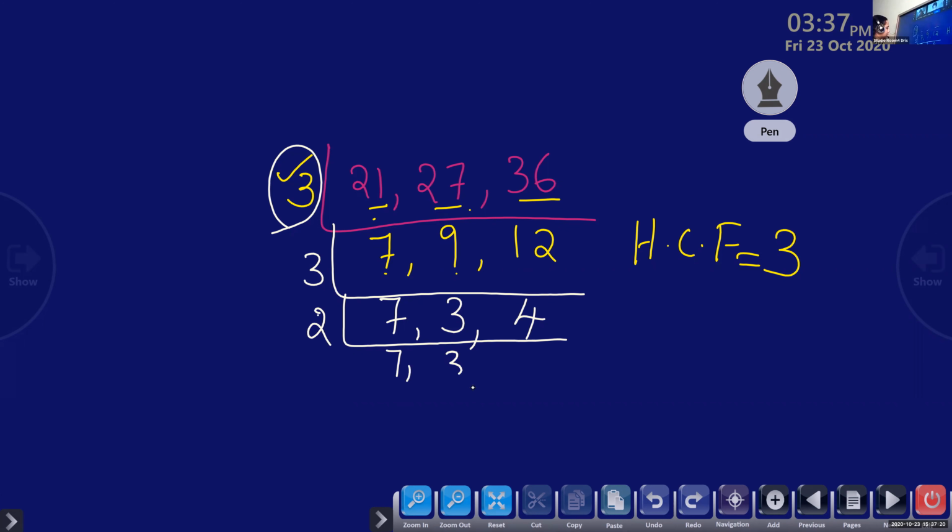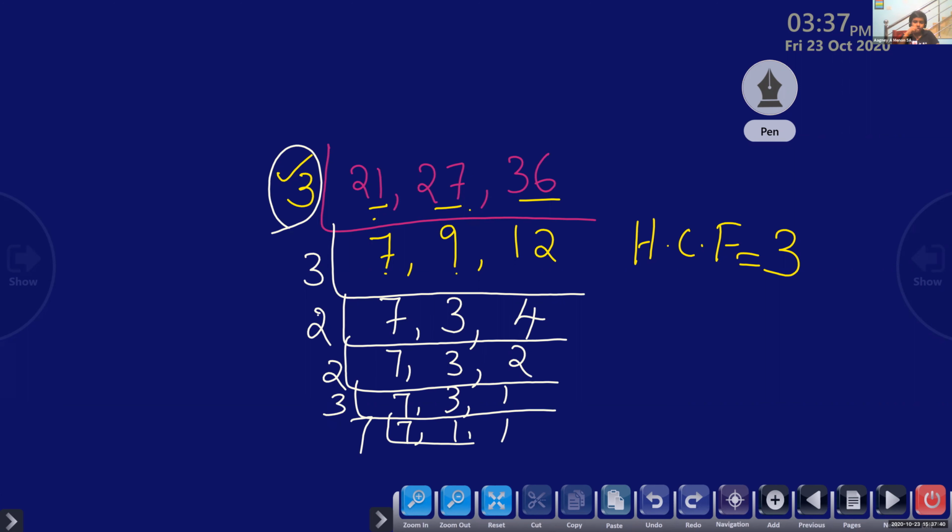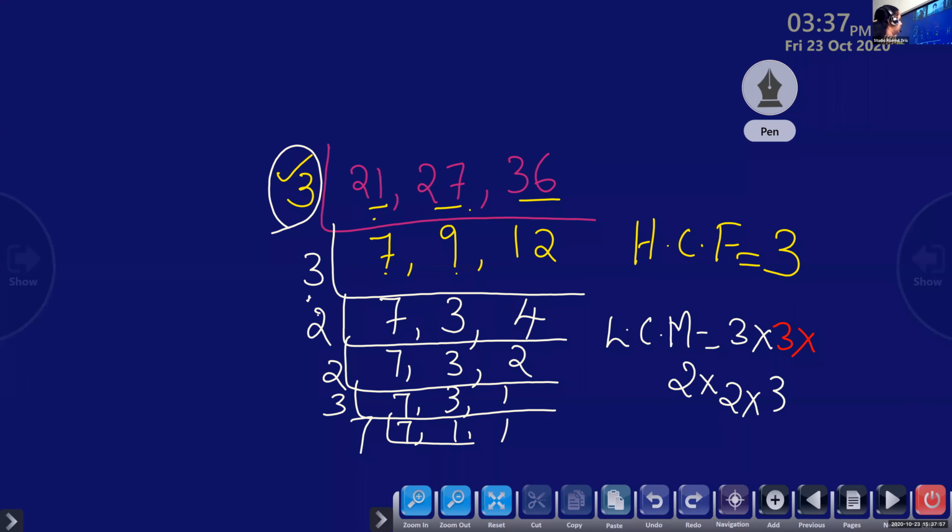But here 2 into 2 is 4. And again, we can reduce by 2. 7, we can't. 3 we can't. 2 divided by 2 is 1. Okay. Now again, we can take 3. 7, 1, 1. Again, we can take 7. 1, 1, 1. Now finished. Nothing is there now. Now you can start: 3 into 3 into 2 into 2 into 3 into 7. Find out whether you will get 756 again.